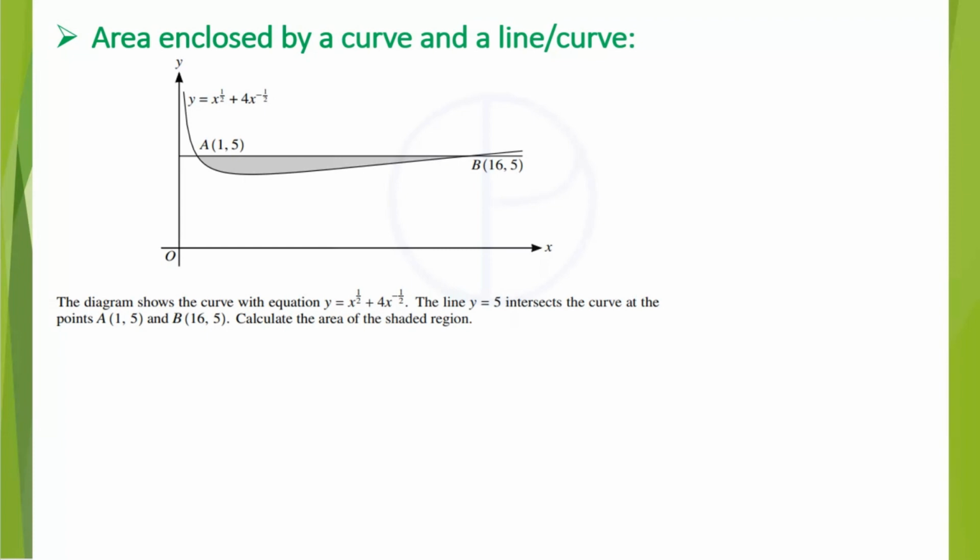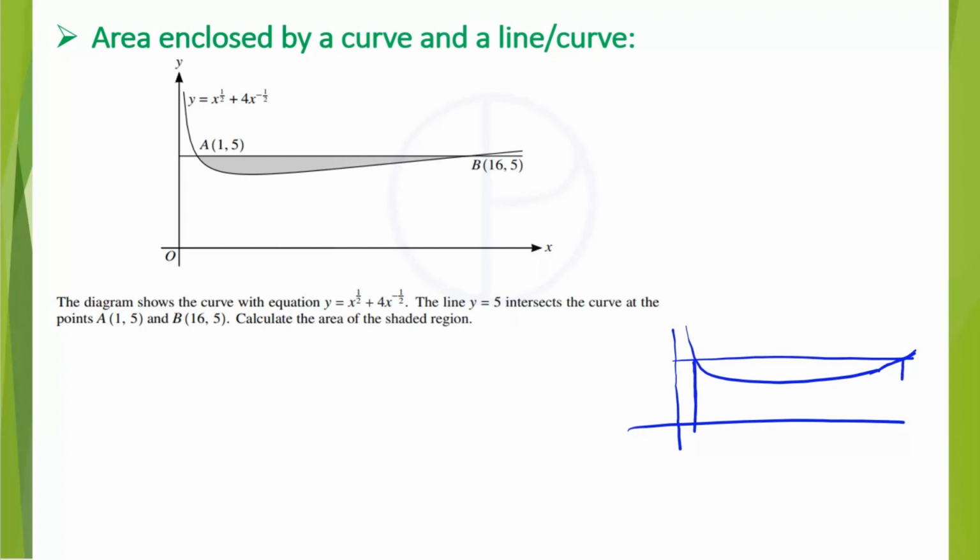Okay. So here it is the area between a curve and a line. See, the curve is something like this one. Okay. And the line is like this. So when you find the area enclosed by the curve, that means you'll find this part. Okay. But actually we don't want this part.